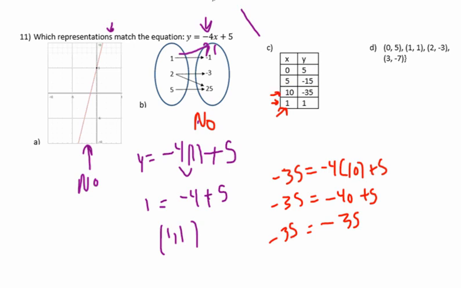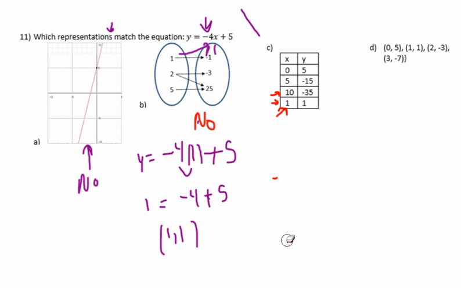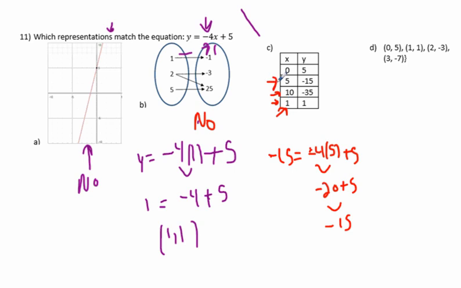Let's check the point 5, negative 15. See if that one works. So we're going to try it by plugging it into the equation, see if it makes a true statement. I'm going to substitute negative 15 for y, and I'm going to substitute in 5 for x. So negative 4 times 5 plus 5. Negative 4 times 5 is negative 20, plus 5 is negative 15. So negative 15 equals negative 15. This one's correct too. The point 0, 5, well, that's our y-intercept, and our y-intercept is 5. So that one's true. So this, letter C, is a yes.